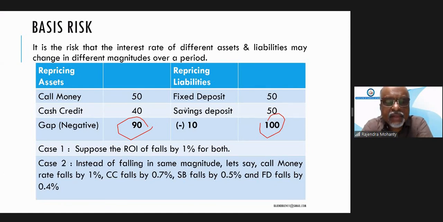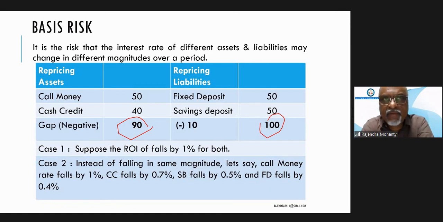Call money is decreased by what? 1%, sir. So how much is the amount? 0.5, sir. So that is the call money decrease. CC is decreased by how much? 0.7, sir. 0.7% means you have 0.28. So call money reduced by 0.50, CC is reduced by 0.28. Means we have a decrease in interest income by 0.78.